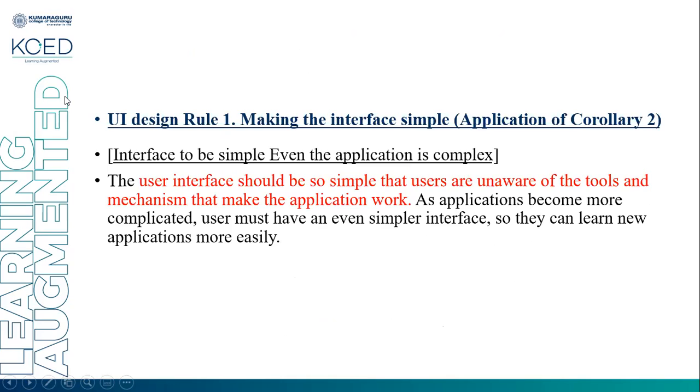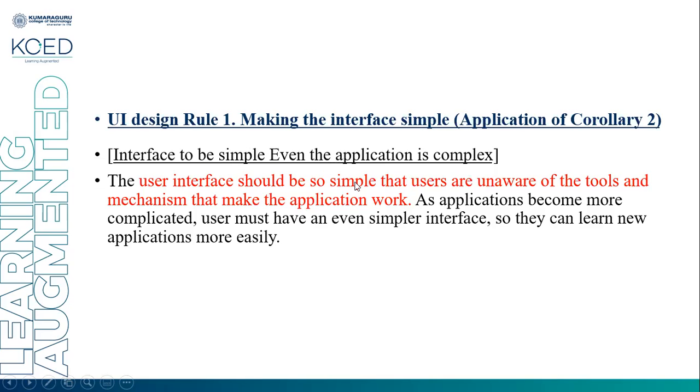So what are the design rules we are using? Use UI design rule 1, making the interface simple. Application of corollary 2: the interface should be simple even if the application is complex. You may have a complex application, but the interface is very simple. It is really a very challenging task to design a simple interface for such a complex system, but we have to do that.